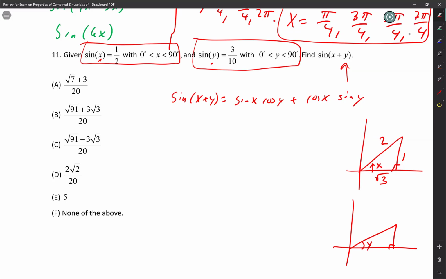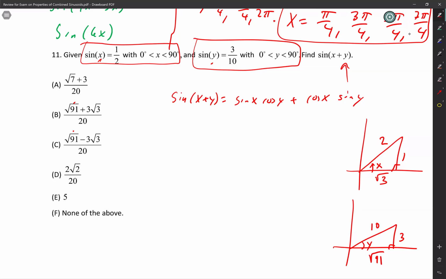And it says sine Y is 3/10. So I put a 3 here, I put a 10 there. And then again, 10 squared is 100, 3 squared is 9. 100 minus 9 is 91, and just leave it as square root of 91. I can see already there's square root of 91s all over the place. So I must be on the right track.